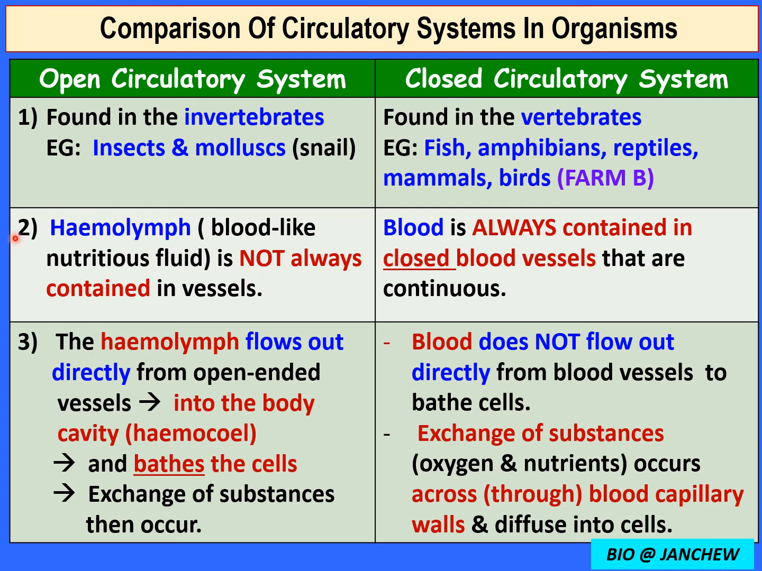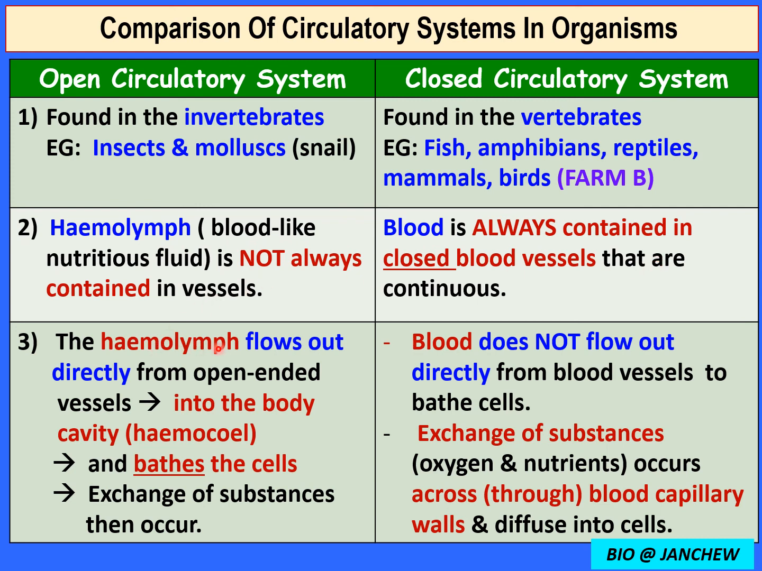A very good acronym. Now, number 2, in the open circulatory system, the circulatory fluid is the hemolymph, whereas in the closed circulatory system, the fluid is the blood. So the hemolymph is a blood-like nutritious fluid that is not always contained or enclosed in the vessels, but it will flow out from the vessels into the hemocoel. For the closed circulatory system, the blood is always contained in the closed blood vessels that are continuous. That means there is no open-ended blood vessel.